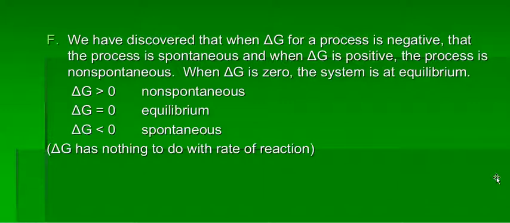So delta G, Gibbs free energy, tells me whether a reaction is spontaneous or not. It has nothing to do with the rate of reaction. So it does not tell me if a reaction proceeds quickly or slowly. It simply tells me whether the reaction is spontaneous or it's non-spontaneous.